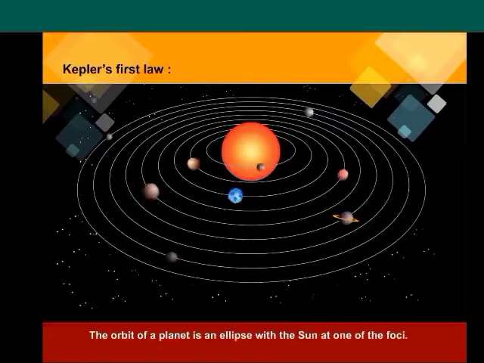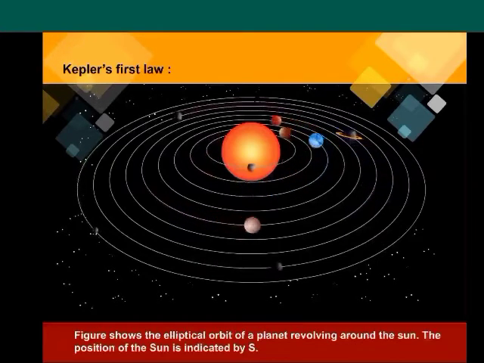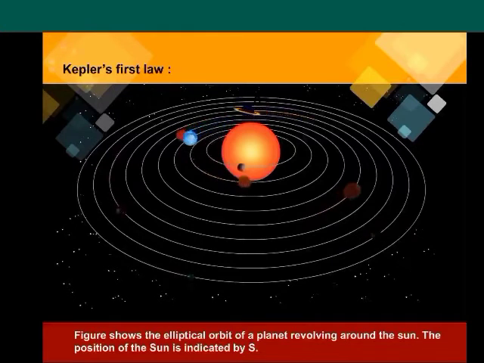Kepler's first law: The orbit of a planet is an ellipse with the Sun at one of the foci. The figure shows the elliptical orbit of a planet revolving around the Sun. The position of the Sun is indicated by S.